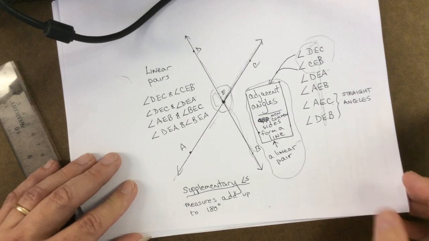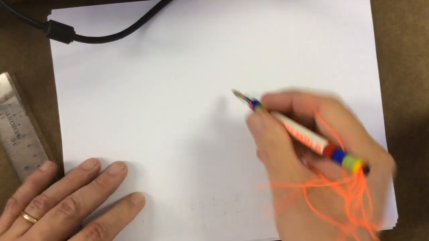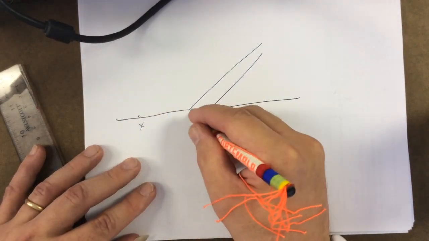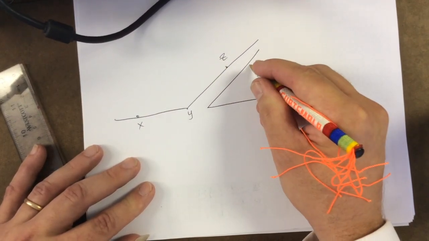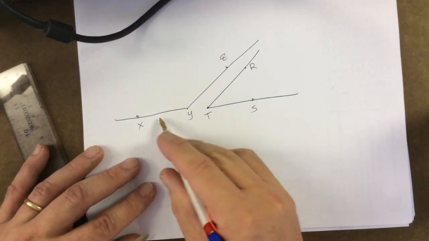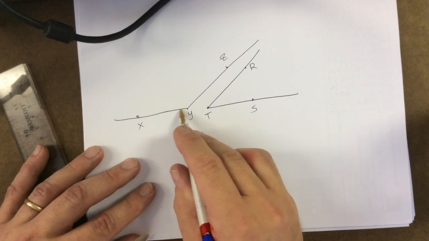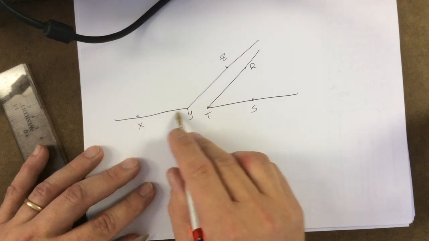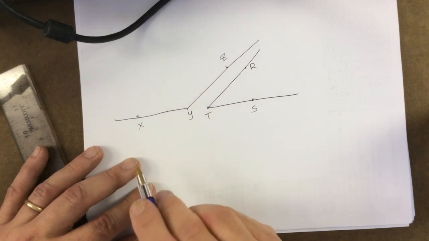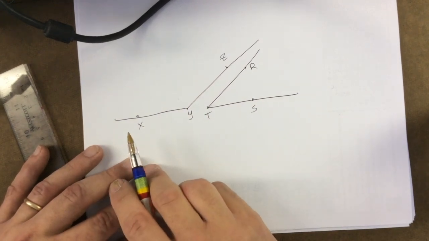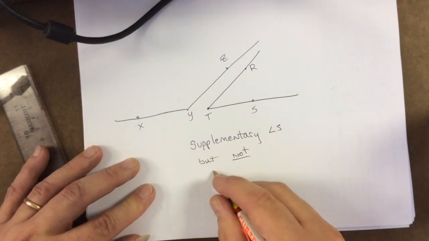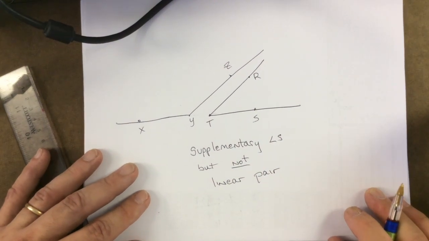Well, not on this drawing, but if I drew another pair of angles, how about this? X, Y, Z, and R, T, S. Now, assuming for a minute that this becomes a straight line and that these two angles do in fact add up to 180 degrees, those would be supplementary, but not a linear pair. You guys see the distinction?